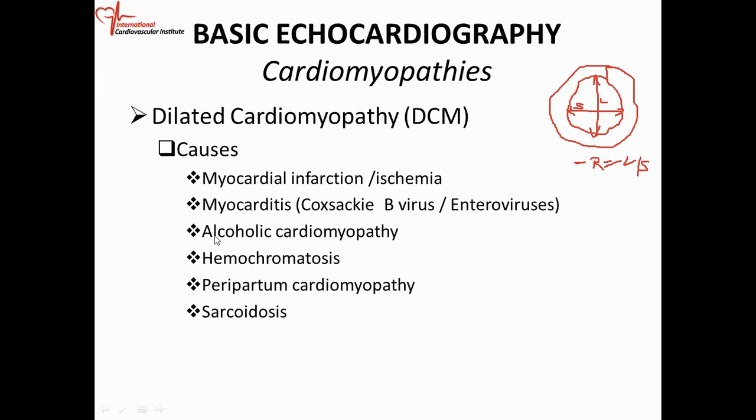You can also get alcoholic cardiomyopathy, which is a very common cause. Patients who drink excessive amounts of alcohol, it can damage the heart muscle. The heart muscle can thin and dilate. Hemochromatosis, that is excess of iron buildup in the heart muscle. Peripartum cardiomyopathy, usually in the third trimester and sometimes just after delivery.